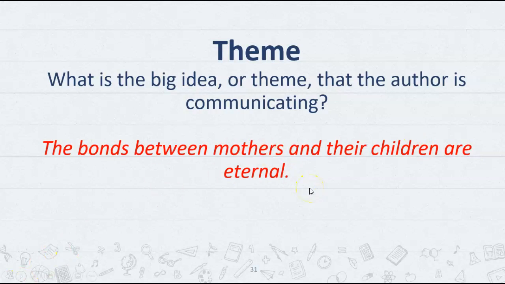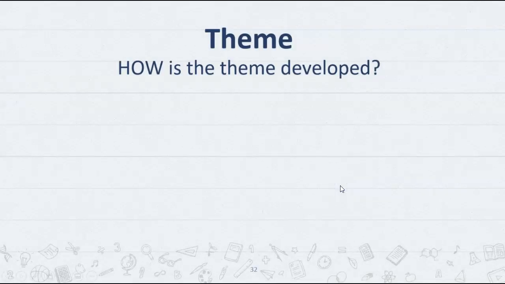So if we take this idea of the bond between a mother and her children being this strong eternal bond, let's extend that a little bit. How does the author develop this idea? How is this theme of the eternal bond between mother and child developed throughout this passage?